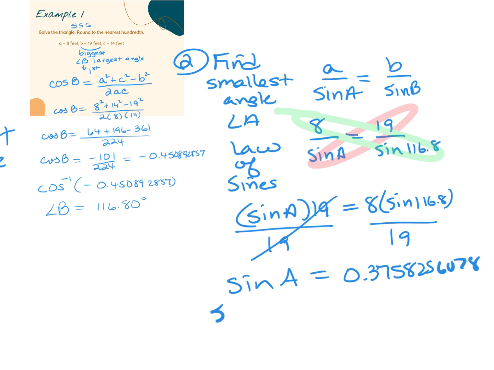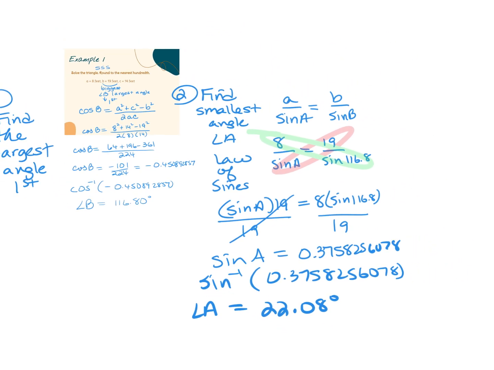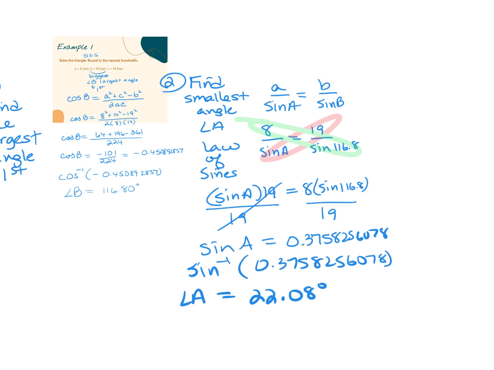0.375825678. I'm going to do inverse because I'm looking for an angle. Put in that same decimal, and you can just use your answer button to get it back in your calculator. Once I hit enter, angle A is 22.08 degrees.